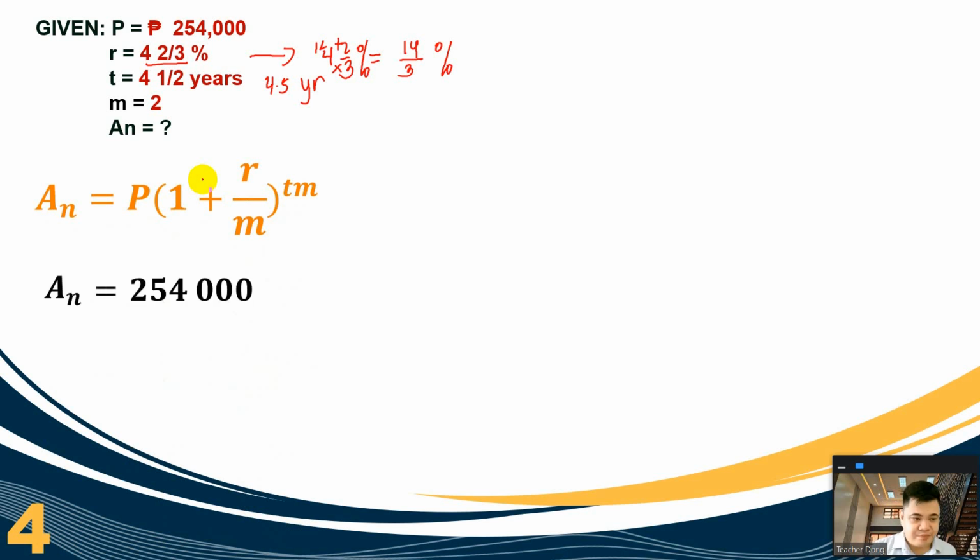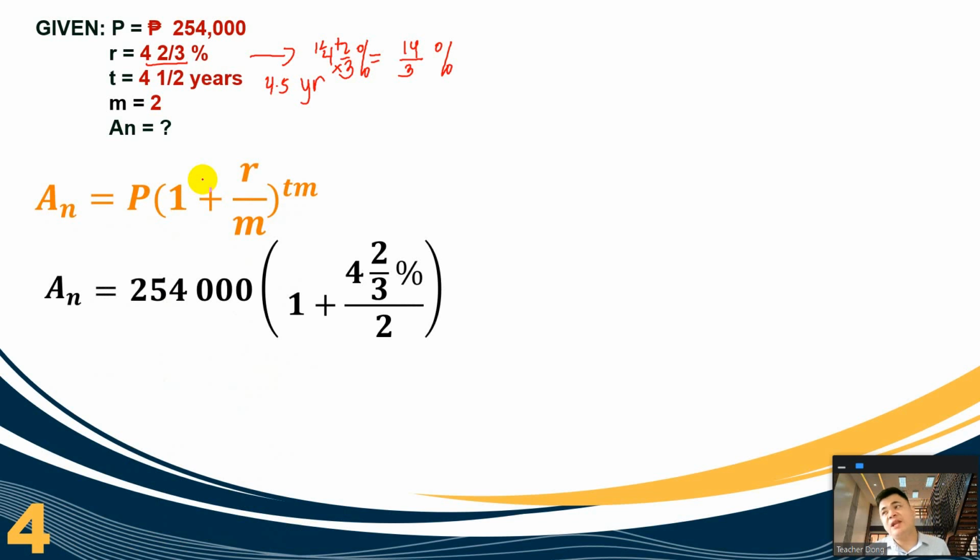Let's substitute in the formula. 254,000 is the principal, times the quantity 1 plus, so you can make this 14 over 3%. So you can remove the percent here. Where's the percent symbol in the calculator? On a scientific calculator, it's located at the bottom part. It's either the second function of A and S or the equal sign. Okay? So raised to the power of 4.5 times 2.